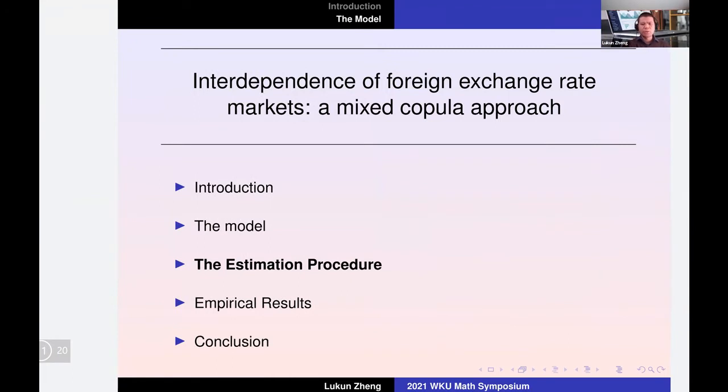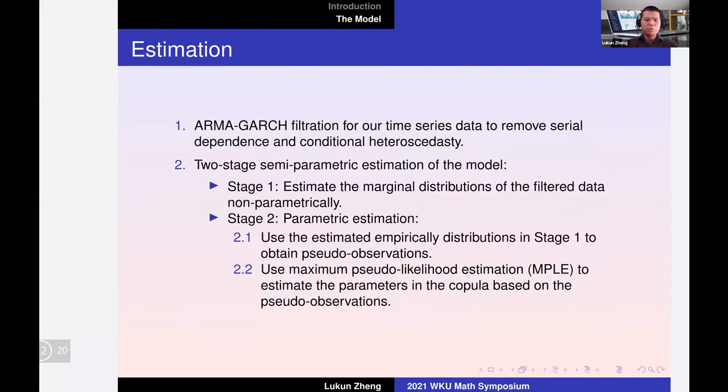That is also why copulas have an advantage over very traditional measures of dependence. Now, for this model, you can see we have several parameters, and it is really hard to do the estimation. Here is the estimation procedure. What we do first is use ARMA-GARCH filtration to filter our time series, in order to remove the sequential dependence and the conditional heteroskedasticity. This is very common in finance and economics, because time series data tend to have sequential dependence and conditional heteroskedasticity. So we use this first to filter out these effects.